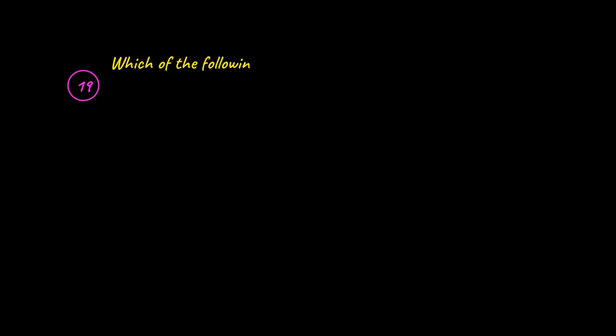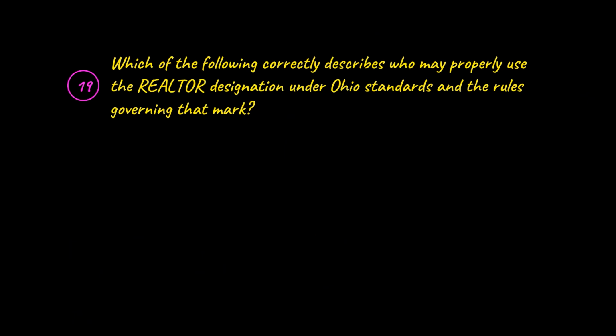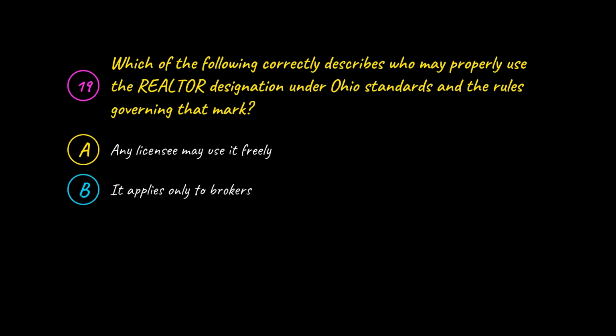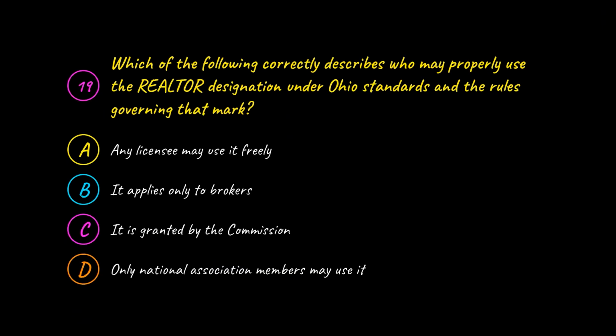Question 19. Which of the following correctly describes who may properly use the realtor designation under Ohio standards and the rules governing that mark? Your options are A. Any licensee may use it freely. B. It applies only to brokers. C. It is granted by the Commission. D. Only National Association members may use it. Before I reveal it, which one do you think is right?